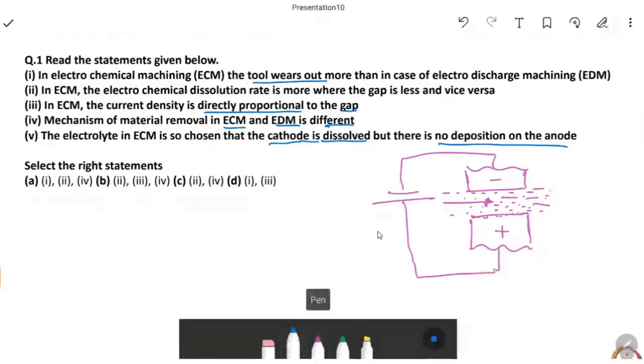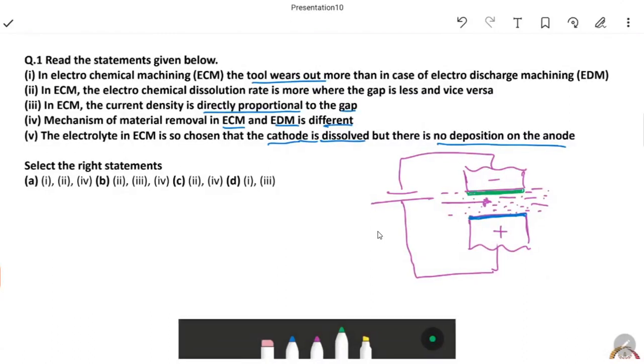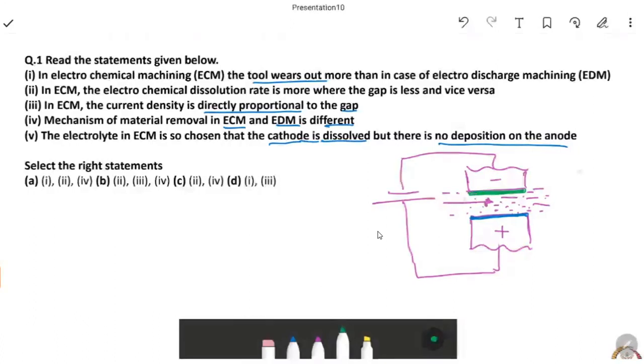So here we have seen that material removal takes place only at the anode and material deposition takes place at the cathode under normal conditions of electrochemical reactions. However, we choose the electrolyte such that whatever ions are liberated from the anode surface into this.